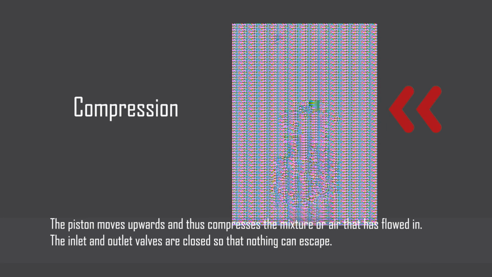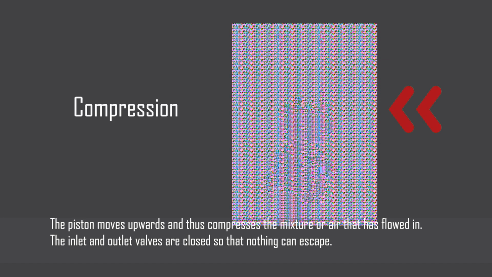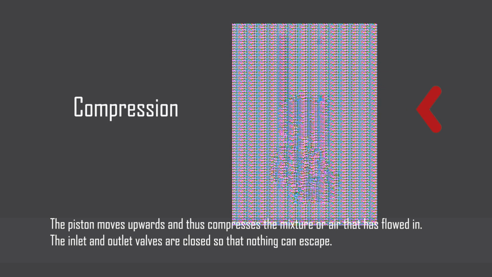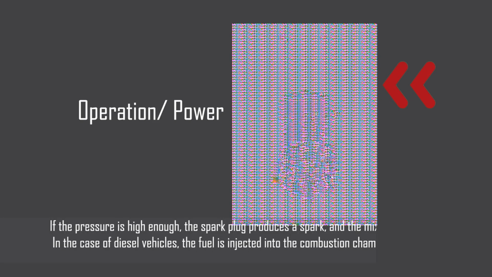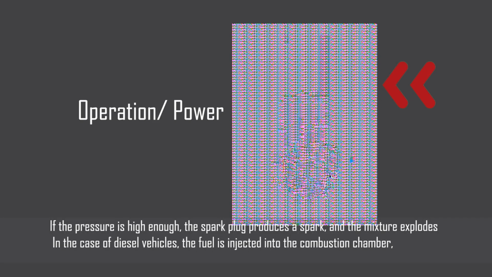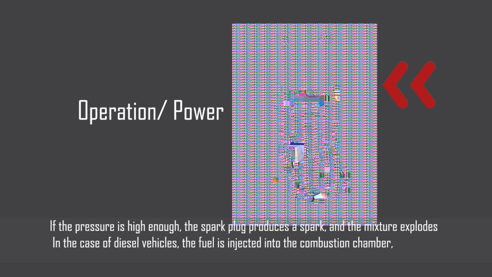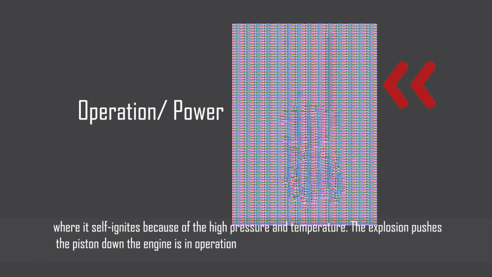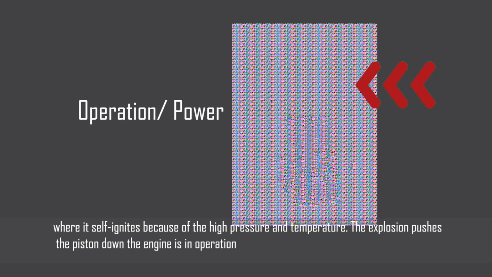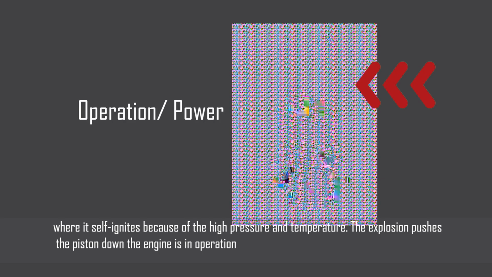Second, compression. The piston moves upward and thus compresses the mixture of air that has flowed in. The inlet and outlet valves are closed so that nothing can escape. Third, operation power. If the pressure is high enough, the spark plug produces a spark and the mixture explodes. In the case of diesel vehicles, the fuel is injected into the combustion chamber, where it self-ignites because of the high pressure and temperature. The explosion pushes the piston down. The engine is in operation.